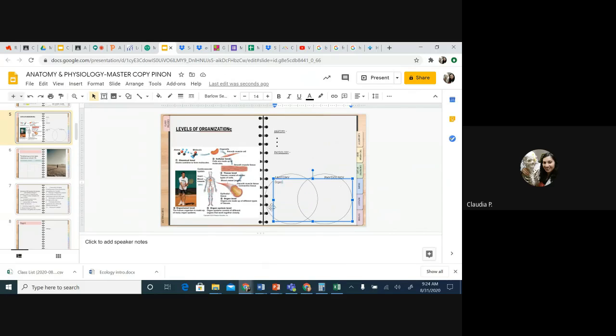Because when we take our quiz and our test, you are going to have multiple choice questions, much like the Padlet, where you have to identify if it's anatomy or physiology. Okay, so you can do that. And so again, all I did is go to insert, text box, and then I did that. Some of you are keeping this on a separate sheet of paper. That's fine too.